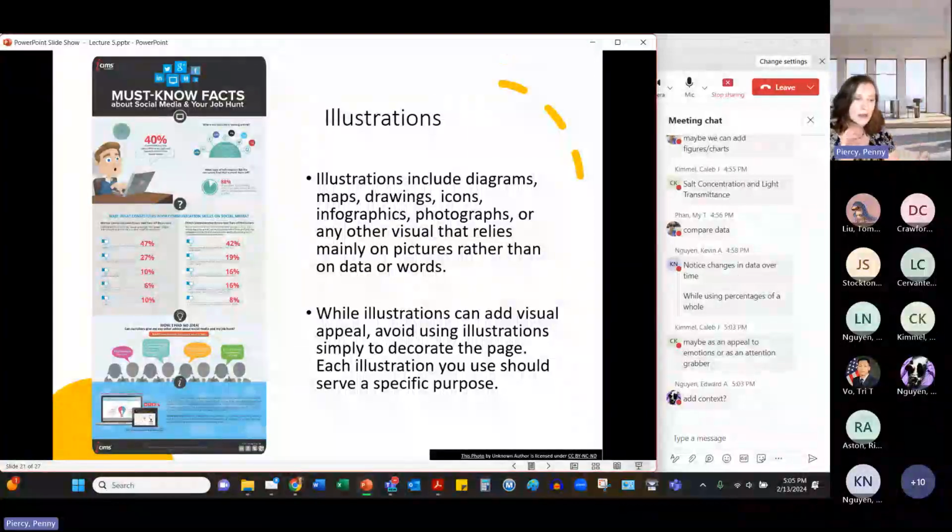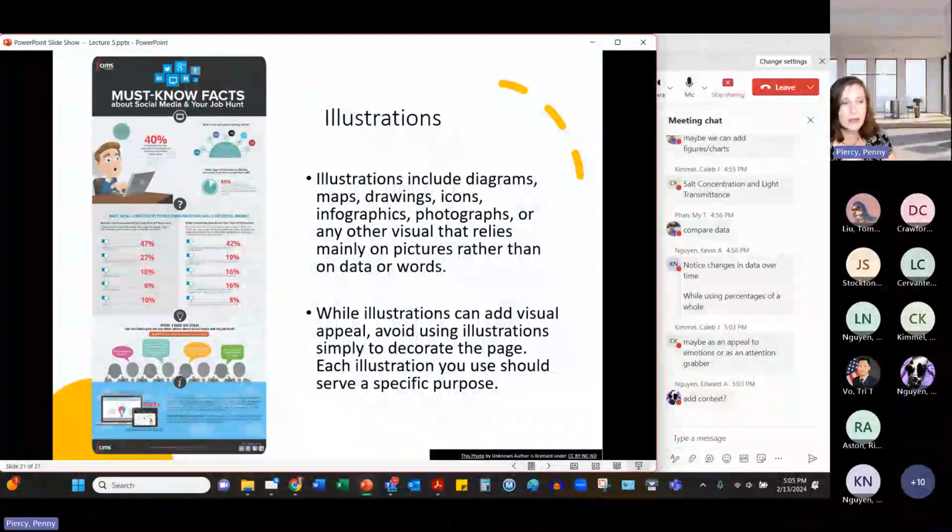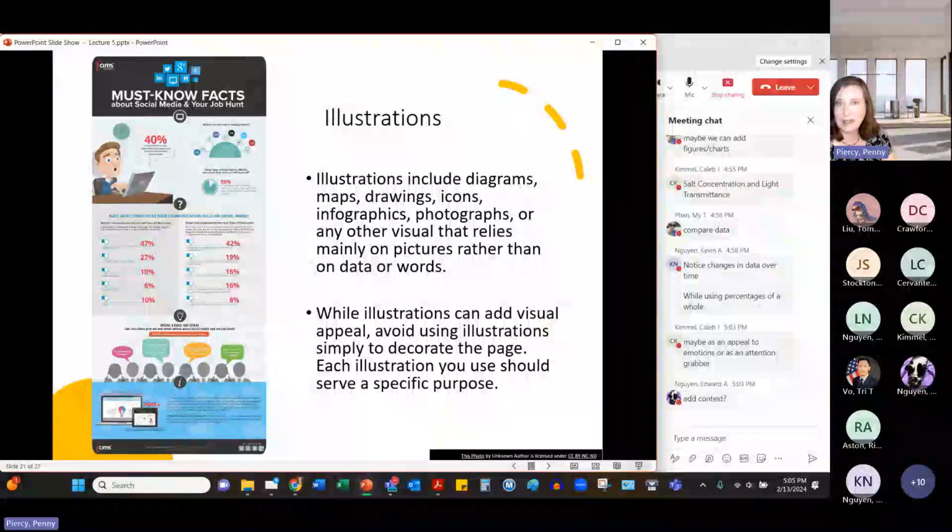So there are some graphs on this diagram as well. There's a pie chart on there, for instance, and there's certainly textual information, but it's conveying a lot through the visual information. And things like videos also count as illustrations too. One nice advantage of illustrations is that they can work cross-culturally.